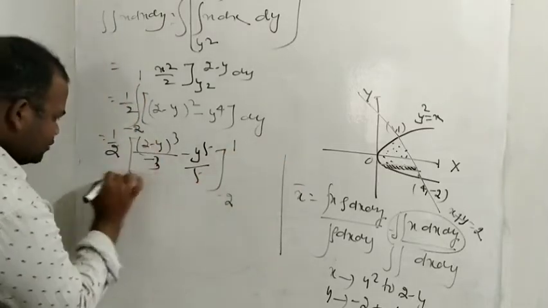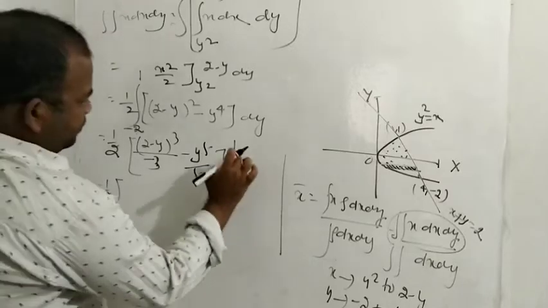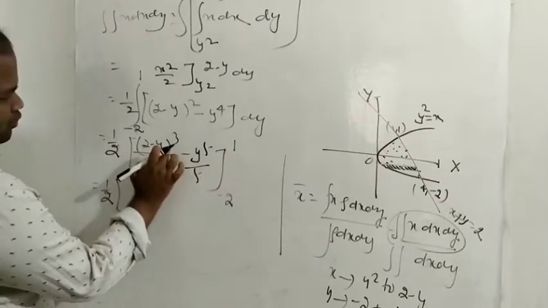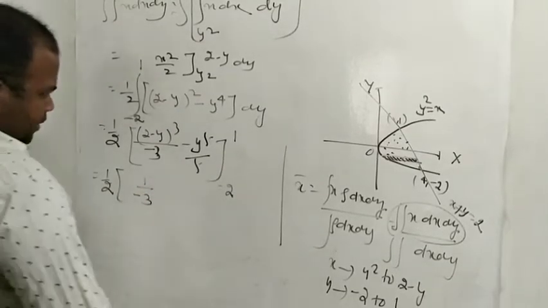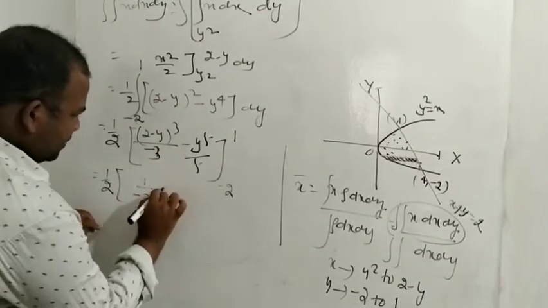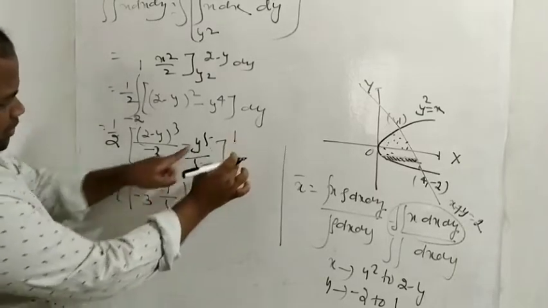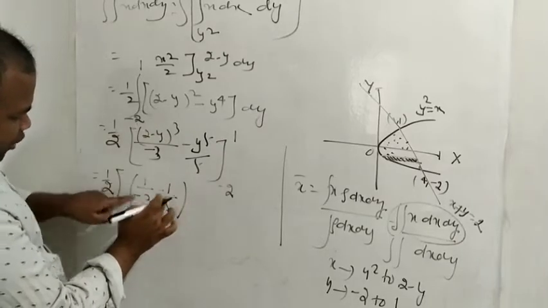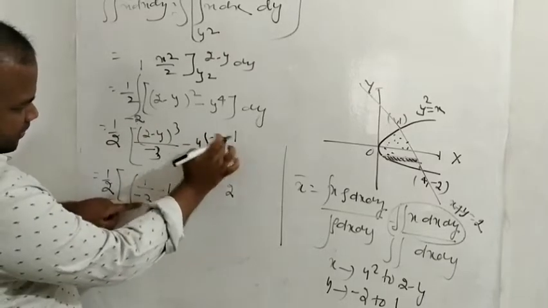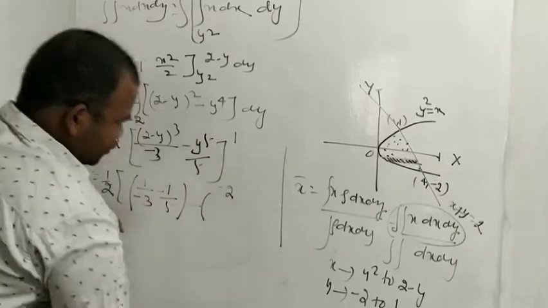Okay, so now this one you will simplify. 1 upon 2. Just put the limit of 1. So this is 2 minus 1, whole cube, upon minus 3. Next, minus 1 upon 5. Just put the upper limit: 2 minus 1, 1 cube is 1, upon minus 3, and y raised to 5 is 1 upon 5. This is upper limit minus lower limit.